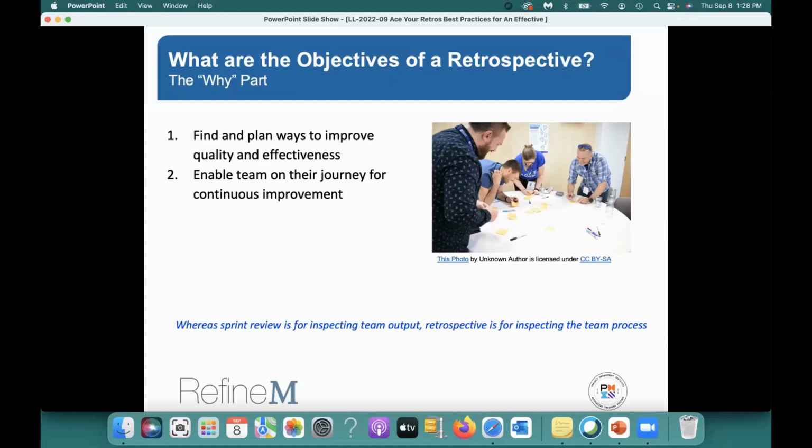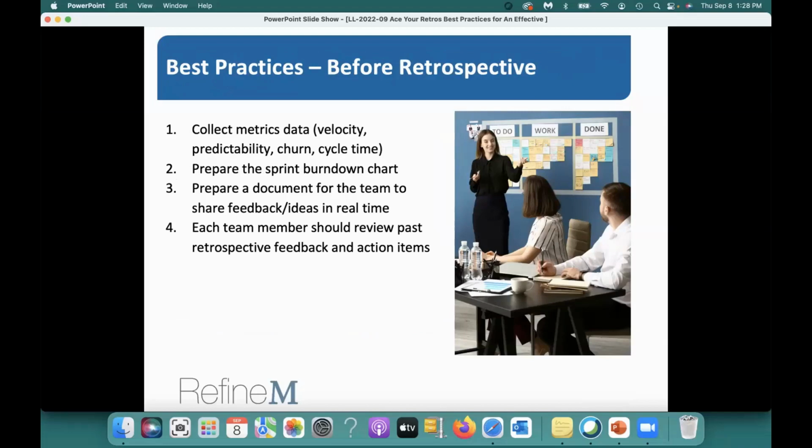And please feel free to ask questions in between if you have a question related to the slide that I'm presenting. So what we need to do before the retrospective, if you are a project manager, a scrum master, a product owner, a team lead, a team manager, somebody who is responsible for helping the team improve continuously, is make sure this happens. Either they do it or somebody else does it before the retrospective.